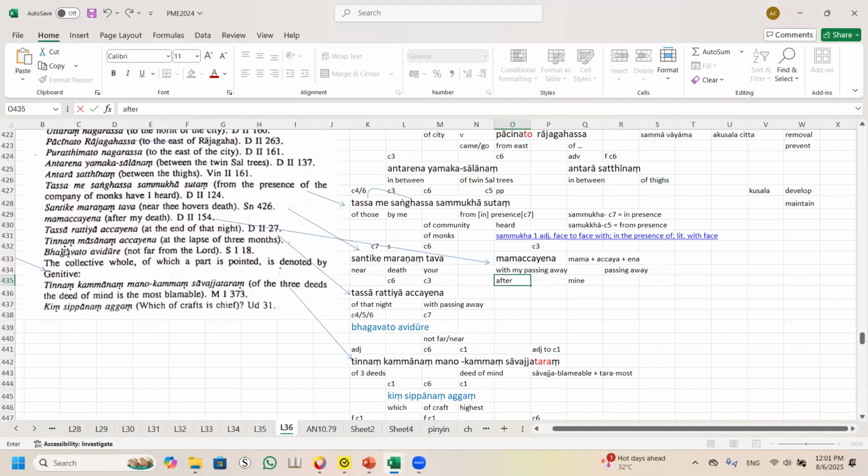You have the choice. Okay, Nasa Ratia Achina, same. This is the same word as passing away. Can you see the word? This is a feminine noun. Ratia is feminine, Achina is also feminine. So, of that night with my passing away. So you would rather put with the passing away at that night.